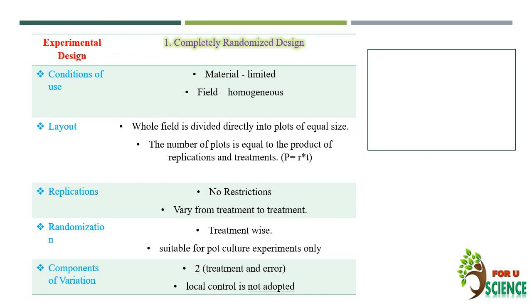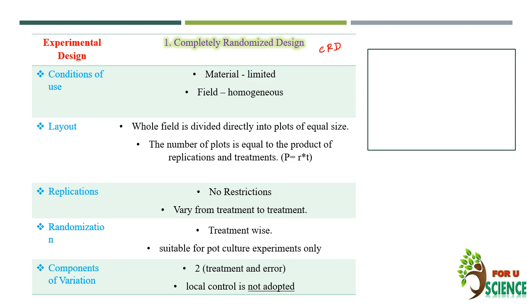So let's start with our basic design, that is the completely randomized design, which we will use in case of pot culture or in lab experiments only, which we call by the general term CRD. It is important for lab experiments only. When we use this design, the condition for use is when the experimental material is limited in number and the field is homogeneous.